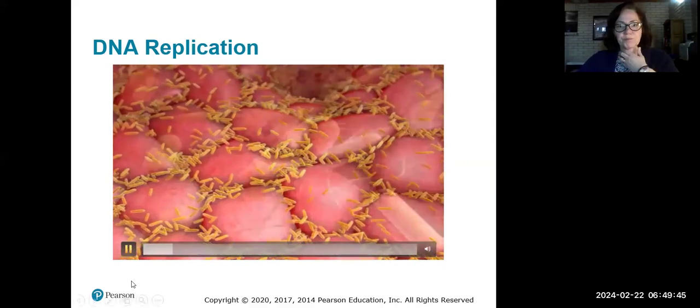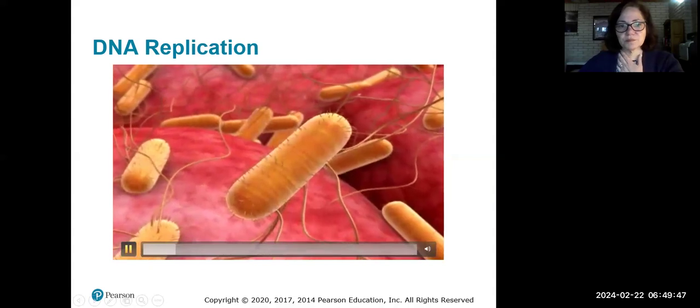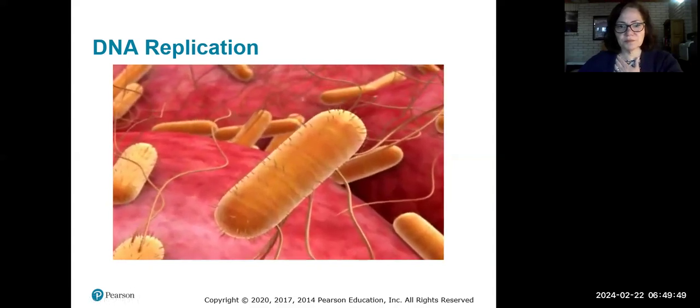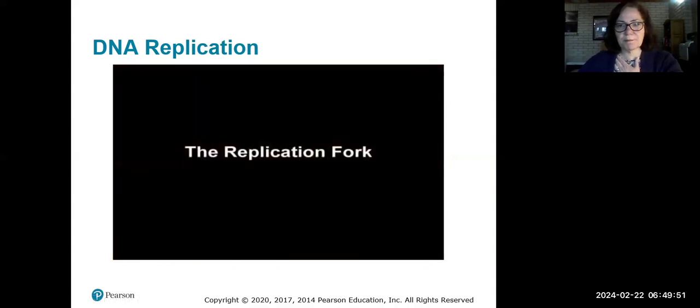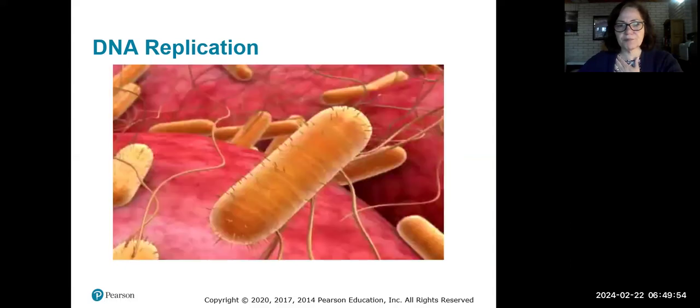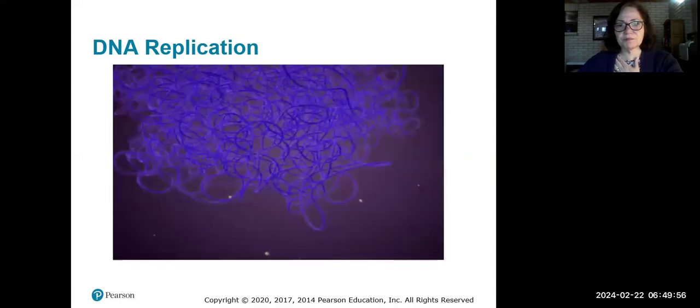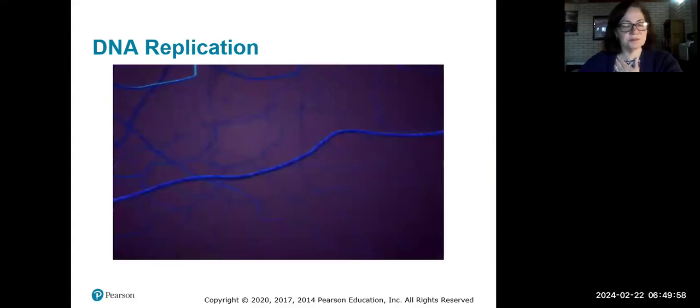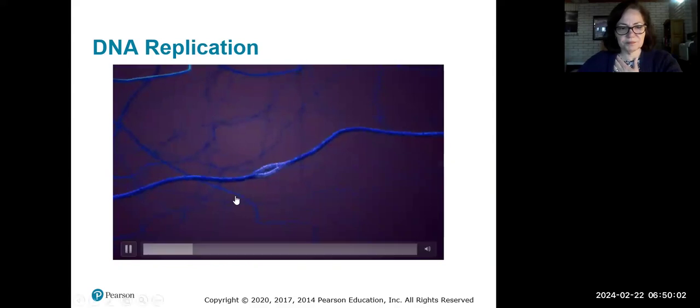Let's take a look at how DNA replication occurs in an E. coli cell. As we zoom in, we see the DNA. At the origin of replication, the two strands of DNA separate, serving as templates for making new strands.